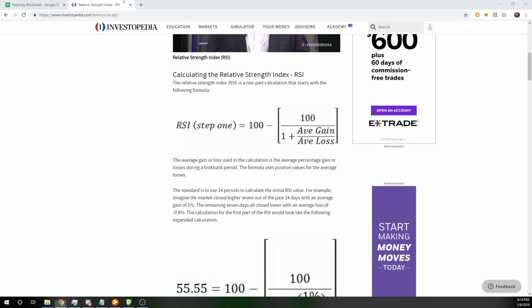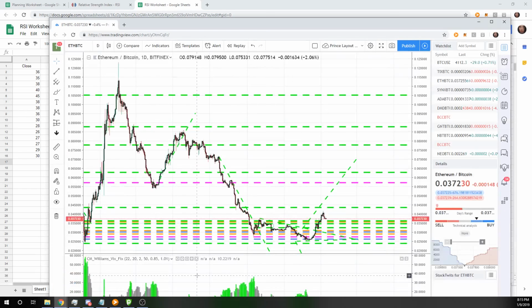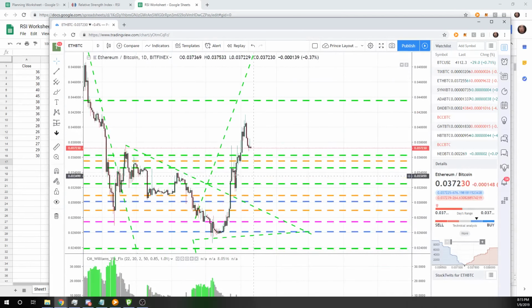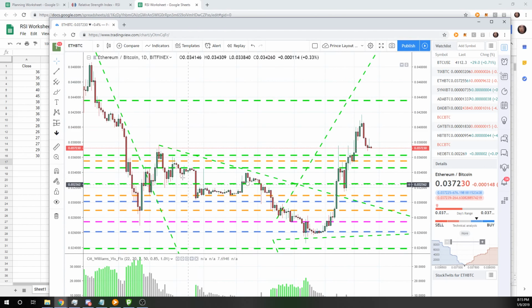What I have here is a worksheet which I have prepared for us. And what I want to show you on this is what I've done is I've taken a chart. Let me pull up the other chart here. I've taken the chart, and what I've done is I've taken the individual values of the close of the candles.